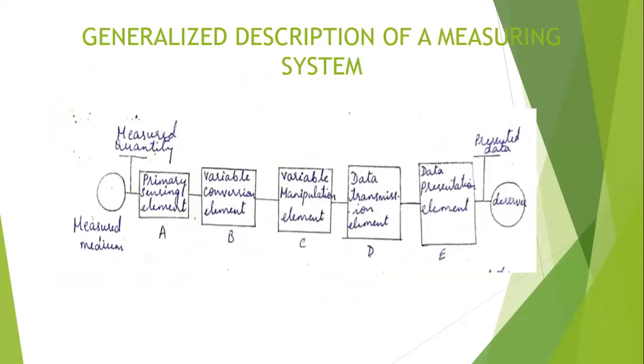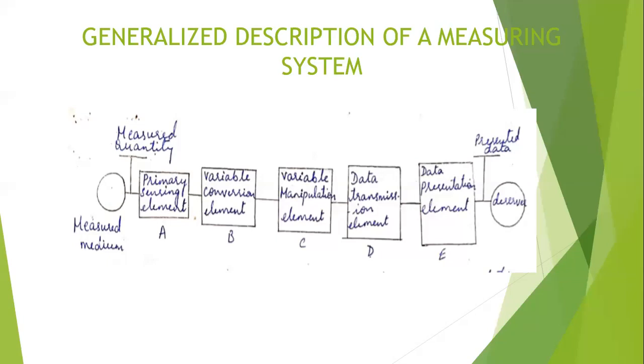Write down the next question: Explain briefly with a block diagram the generalized description of a measuring system.